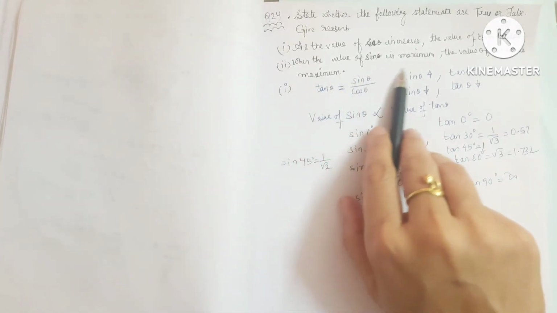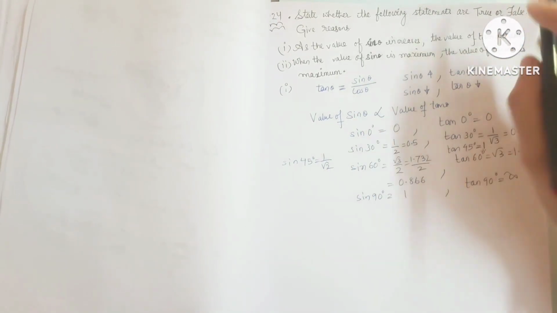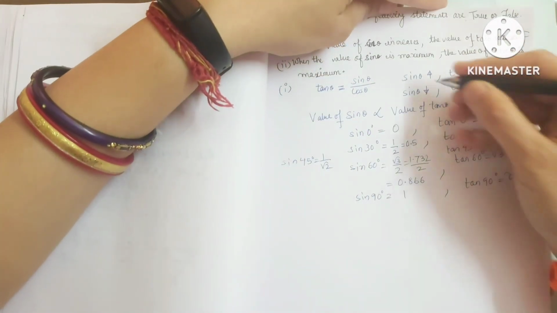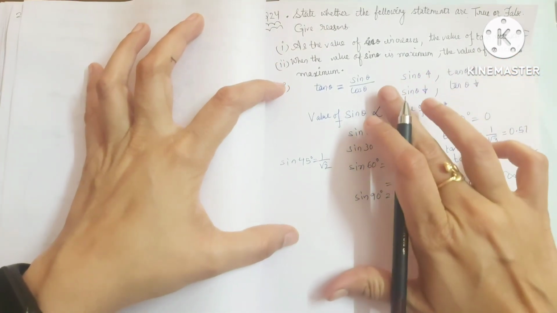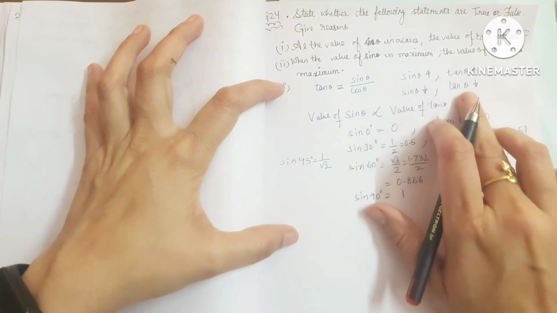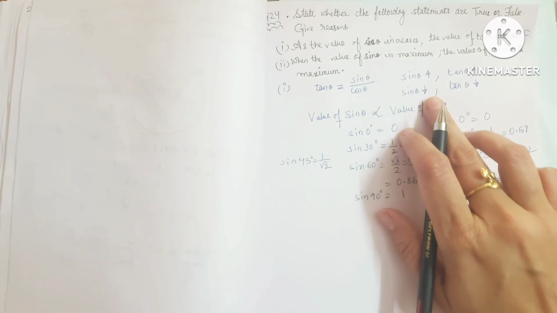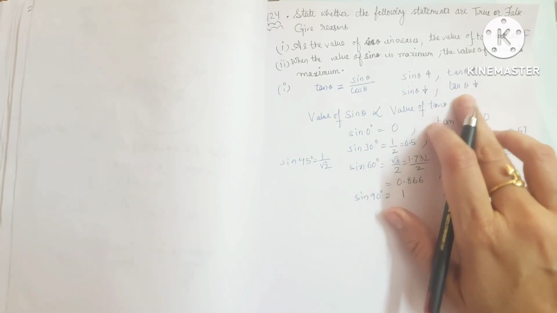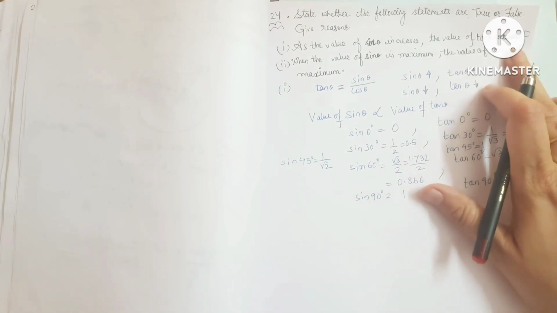But here the question is saying the value of tan theta decreases. So this statement is false. We gave a long explanation of why the tan theta value will increase with the increase of sin theta value, and it will decrease with the decrease of sin theta value. We just gave the explanation for this. So question 1 is false.